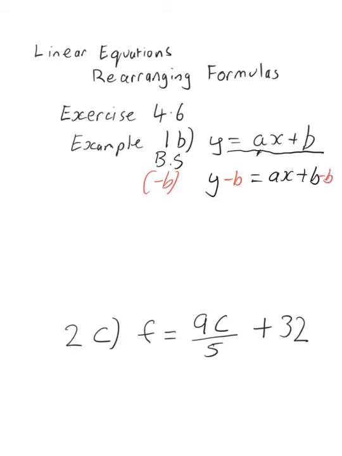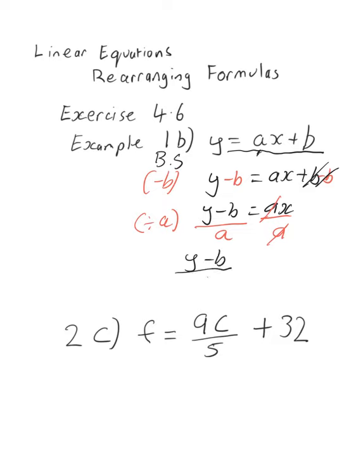Now on this left-hand side we have y minus b, and on the right-hand side we now just have ax, because those two b's eliminated each other. Now we're trying to get the x by itself, so we will divide both sides by a. We'll do that straight onto here. Divide by a, divide by a. These two a's cancel each other out, and what we're left with is y minus b over a equals x, and we have now made x the subject.